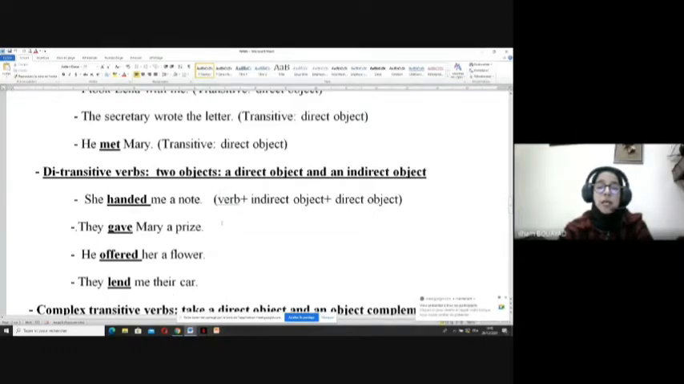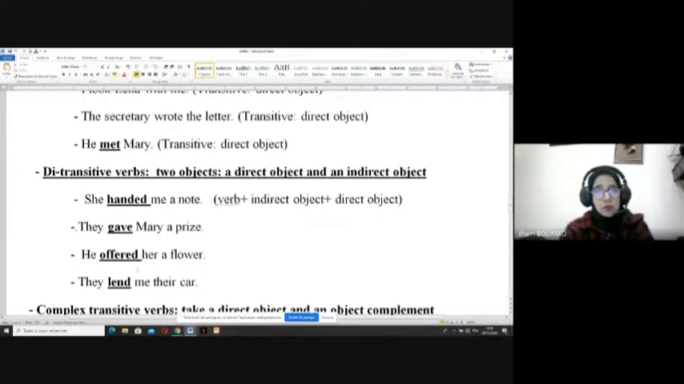here the verb then is ditransitive because we have the first object here and we have another object. So it is ditransitive. Offer here is ditransitive. Why? Because offer here: offered what? A flower. To whom? To her. How do you know the direct object?